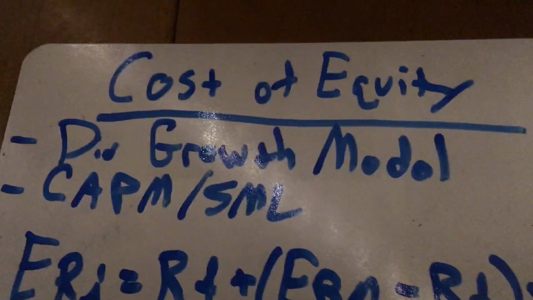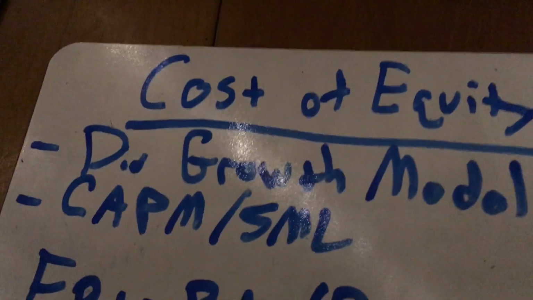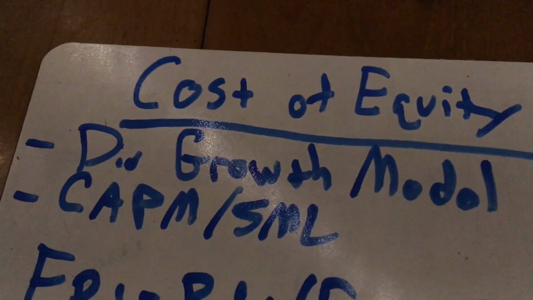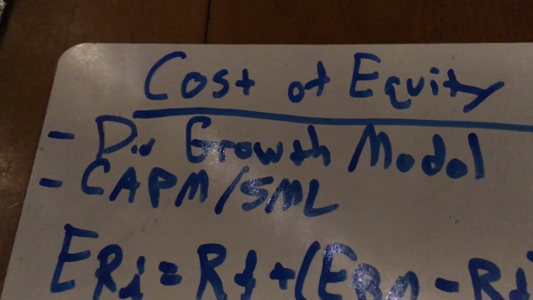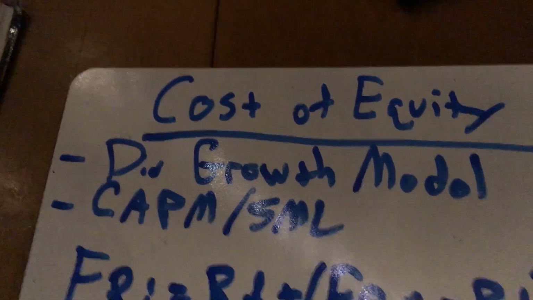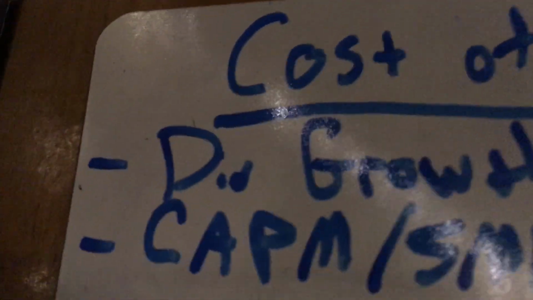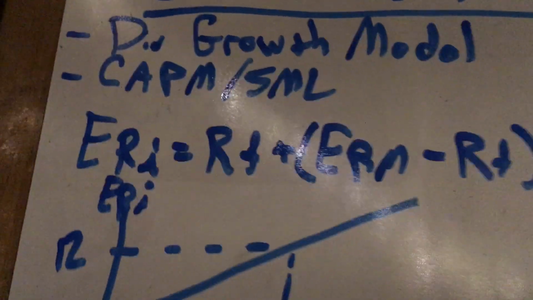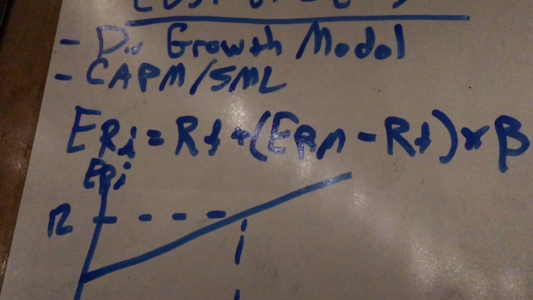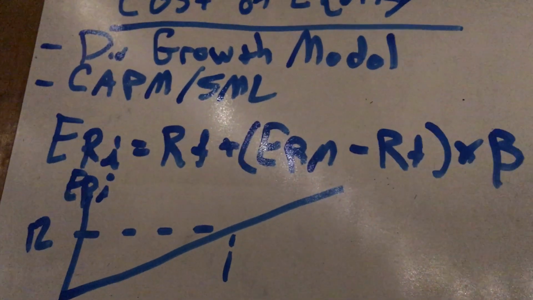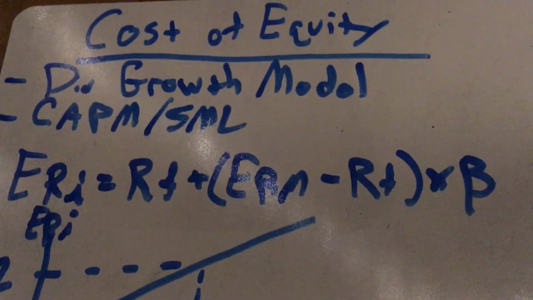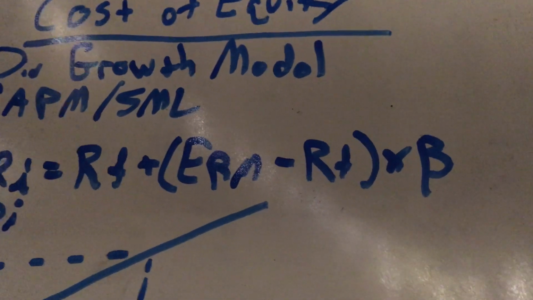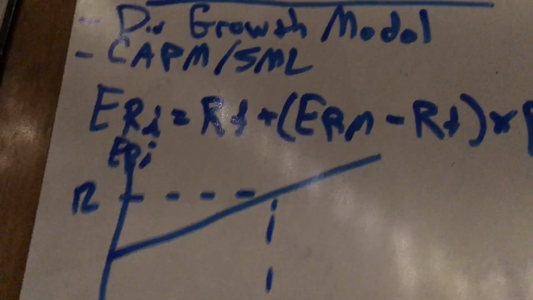You can use the dividend growth model, which we haven't actually gone over yet, and you'll learn after the exam. But I'm not too concerned about right now. We're going to be using the CAPM, which you learned previously. And here's the equation for the CAPM right there. The expected return is equal to the risk-free rate plus the expected market return minus the risk-free rate times beta.